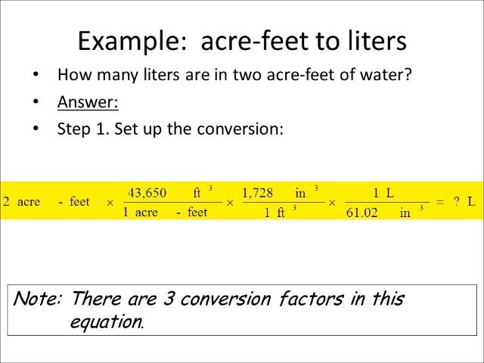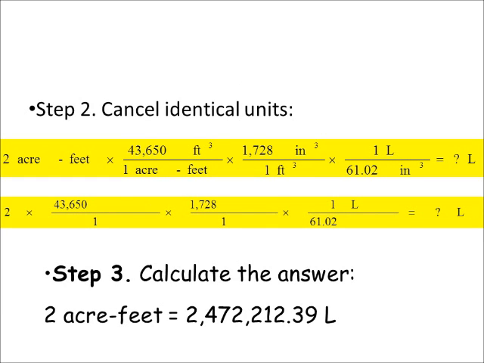Okay, and we can see that each conversion factor has a conversion amount with it. Again, 1,728 cubic inches is the equivalent of 1 cubic foot. So there are 3 conversion factors in this equation. In this case, what happens is that we have acre feet on the extreme left and acre feet on the bottom. So acre feet cancels acre feet.